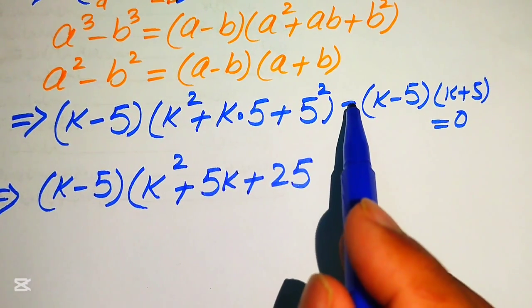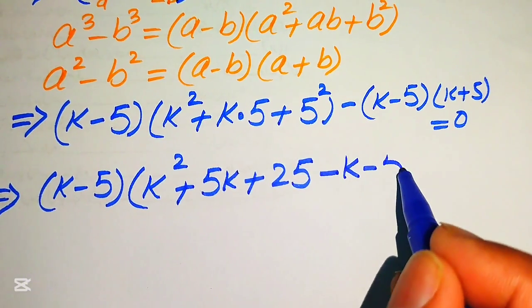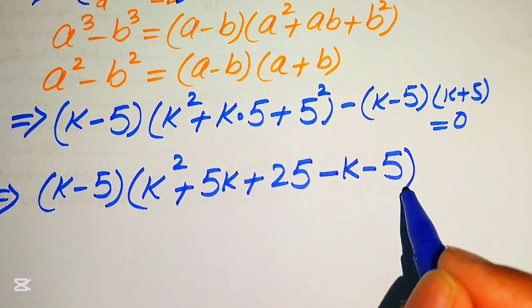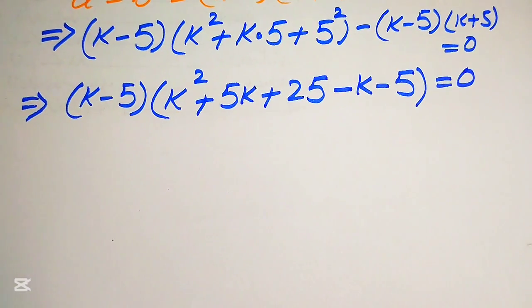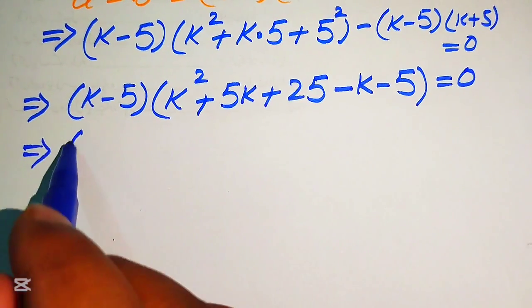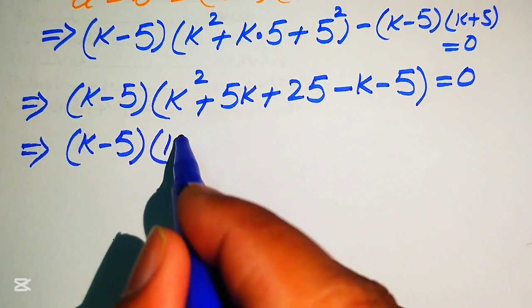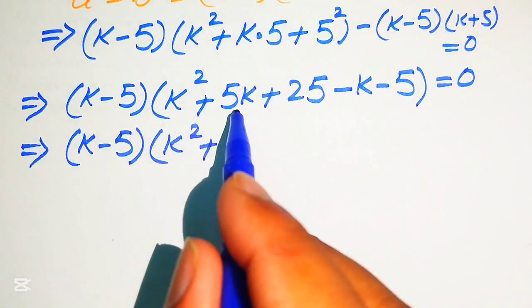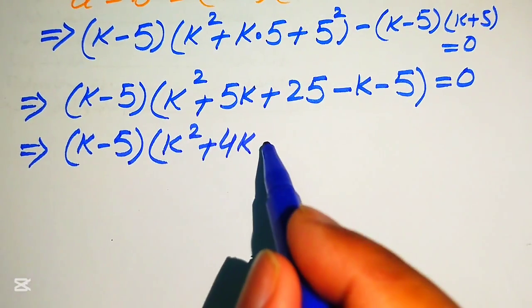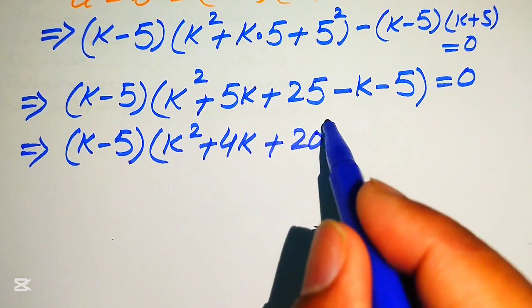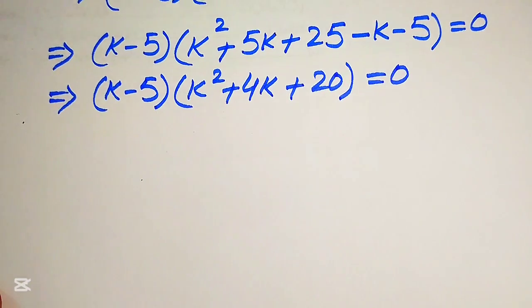So when you multiply this negative sign on these two terms, these two terms will become negative and we write it as minus k minus 5, and this whole equation equals 0. Now in the next step we need to simplify the terms, and we have k minus 5 times k square plus 5k minus k becomes 4k, 25 minus 5 becomes 20, and this whole equation equals 0.